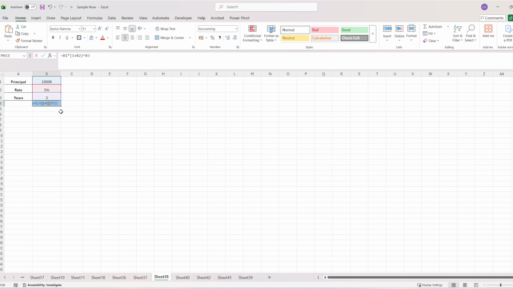That's it. You've built a clean, understandable way to calculate compound interest in Excel, and you can now change the principal, rate, or years to model different scenarios instantly.